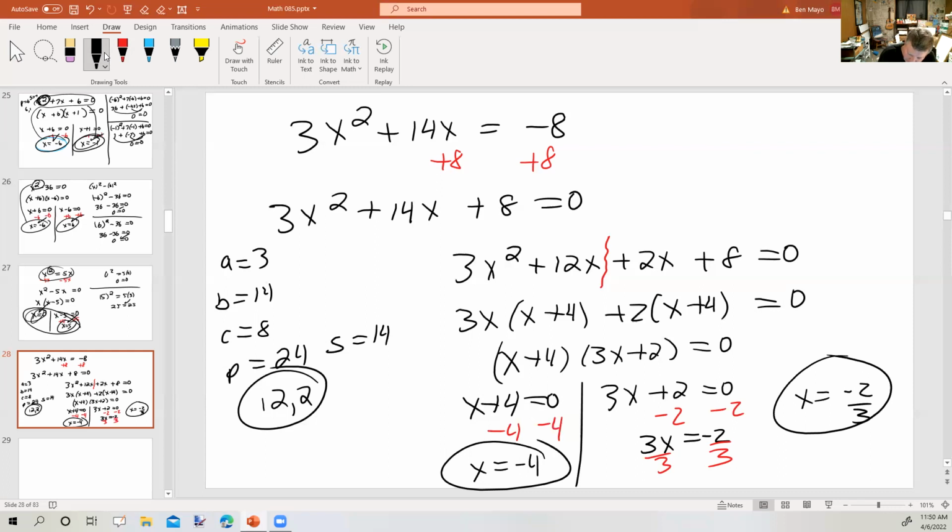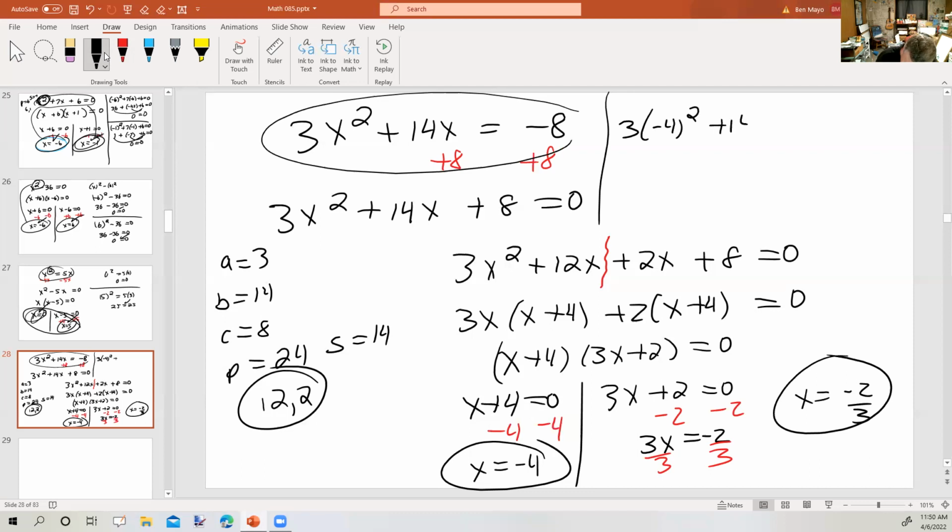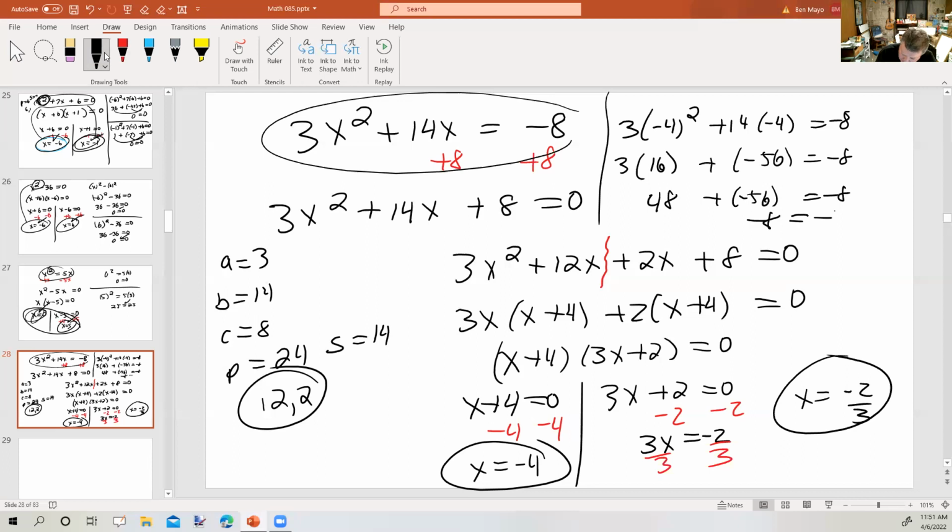Let's take x equals -4 and put it into the original equation. 3 times -4 squared plus 14 times -4 equals -8. Order of operations, we do the exponent first. -4 times -4 is 16. 3 times 16 is 48. Plus, let's see, what do we get? -56. And 48 plus -56 is -8. -8 equals -8, so it checks.